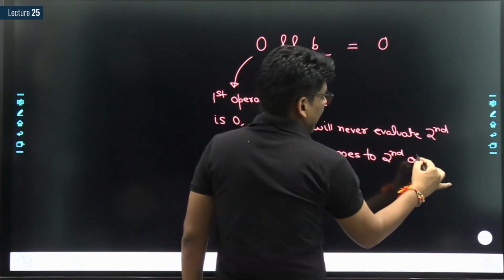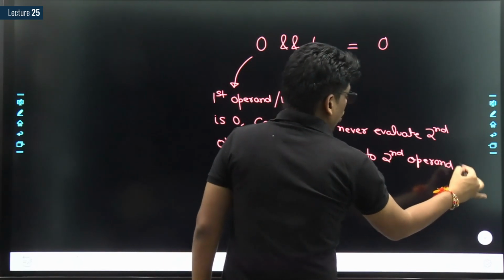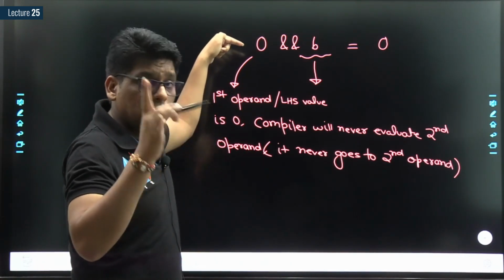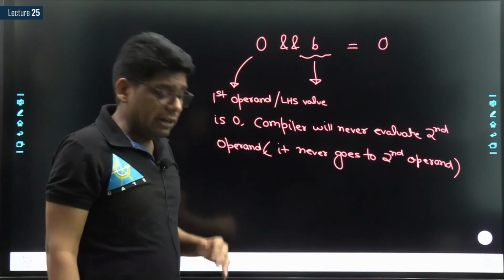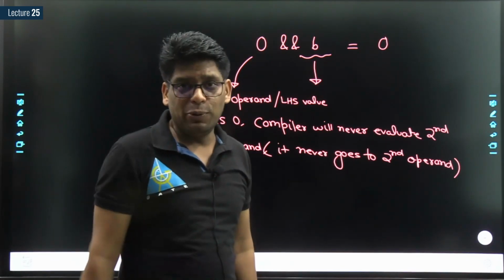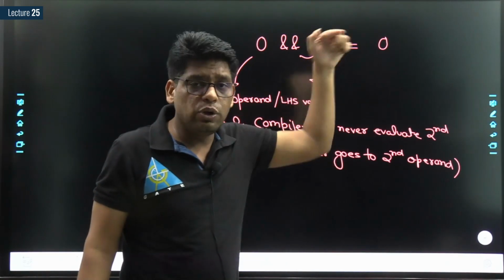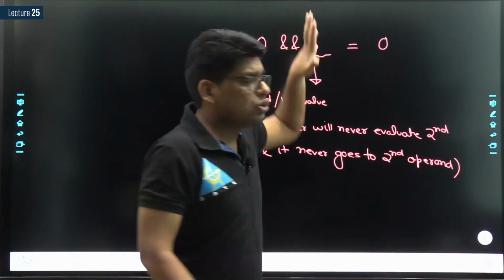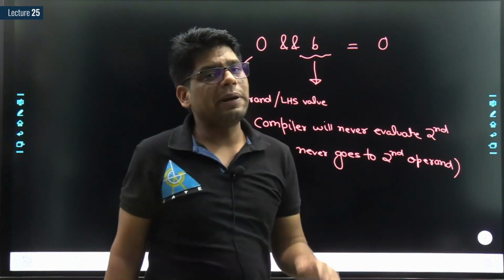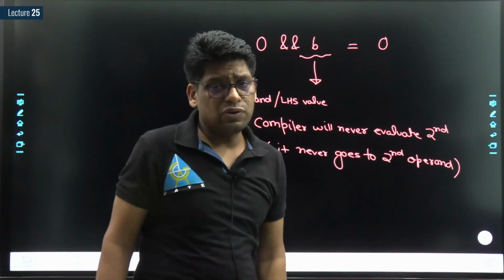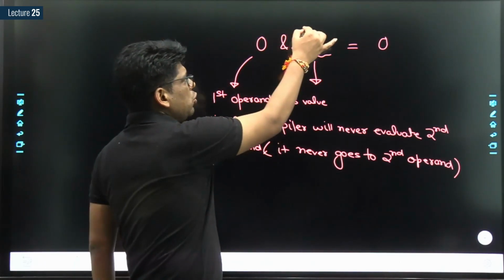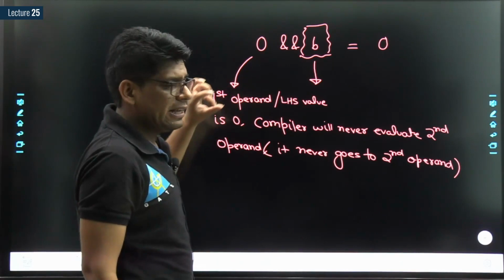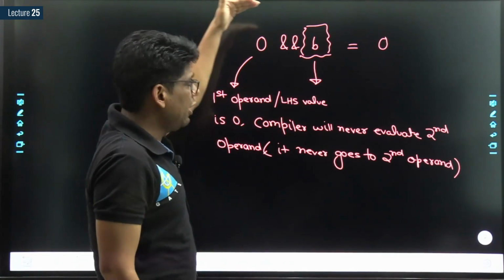Why? Because only by looking at the first operand, in case the first operand is 0. See, I am talking about only that case in which the first operand is 0. When the compiler sees the first operand is 0, do I need to evaluate the second operand? Do I need to check whether it is non-zero or 0? No, sir. So, the compiler will never go to the second operand in case the first operand is 0, no matter what will happen. So this is called short circuit operation for AND.